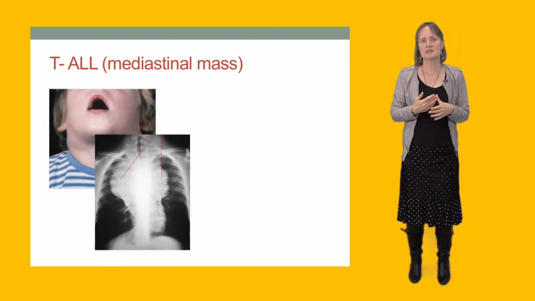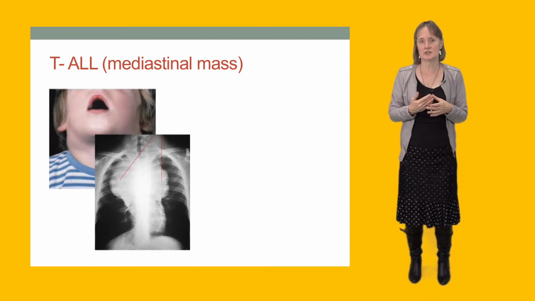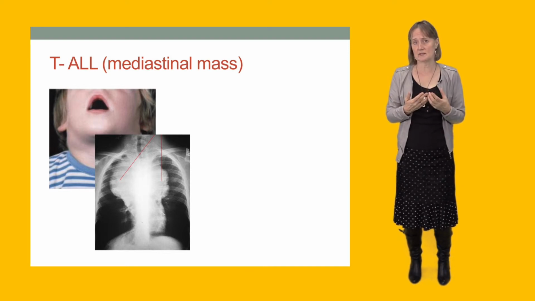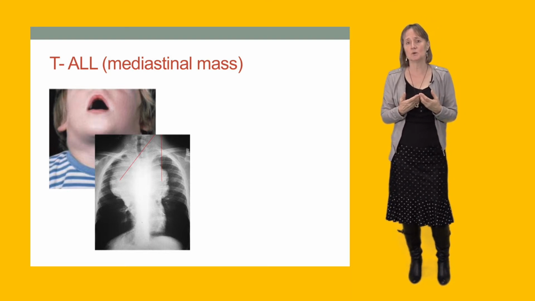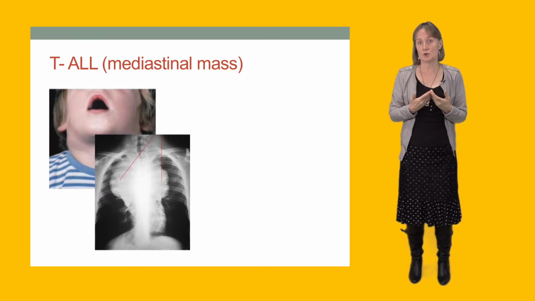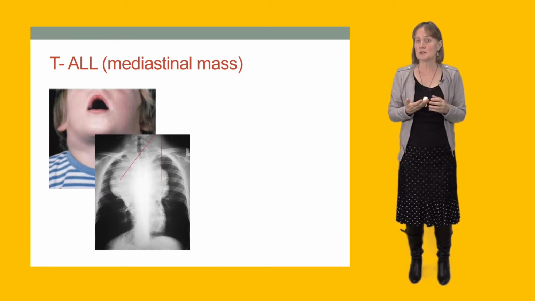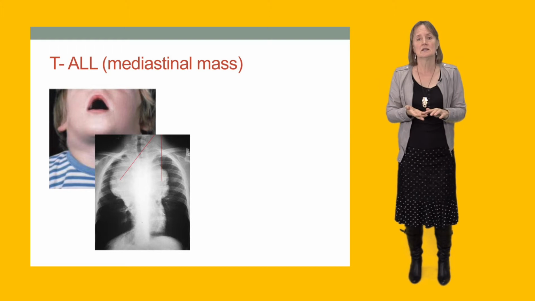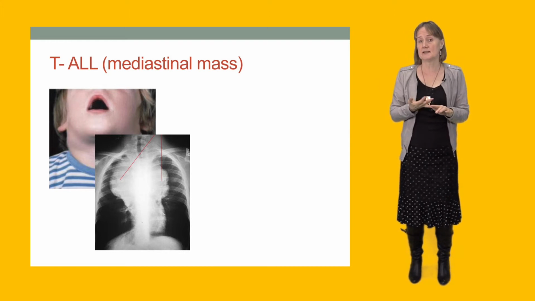A particular presentation of T lineage acute lymphoblastic leukemia is with a mediastinal mass due to thymic enlargement. And sometimes that mass can be big enough to cause superior vena caval obstruction, which might present with facial and arm swelling, worse in the morning, dilation of veins in the head and upper chest, dyspnea, and headache.